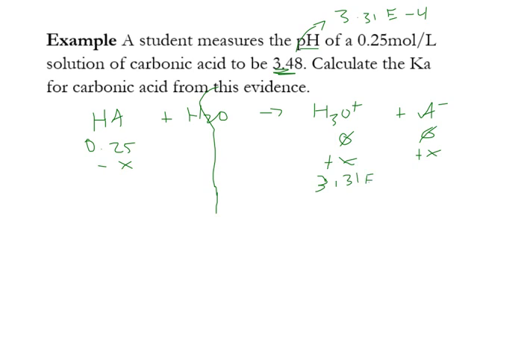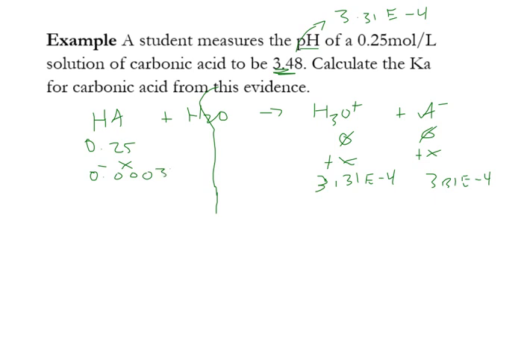0.25 minus 3.31 times 10 to the minus 4. If I actually wrote it, that would be 0.000331. The amount that you subtract there is so negligible that we've actually been told specifically, feel free just to omit it, because it really doesn't make much of a difference. So just go with 0.25.